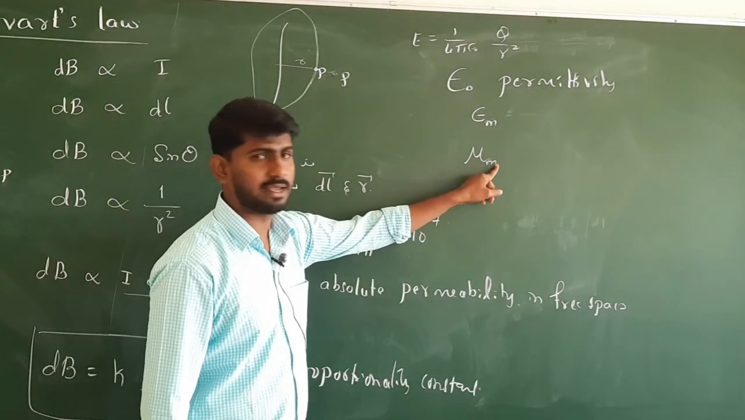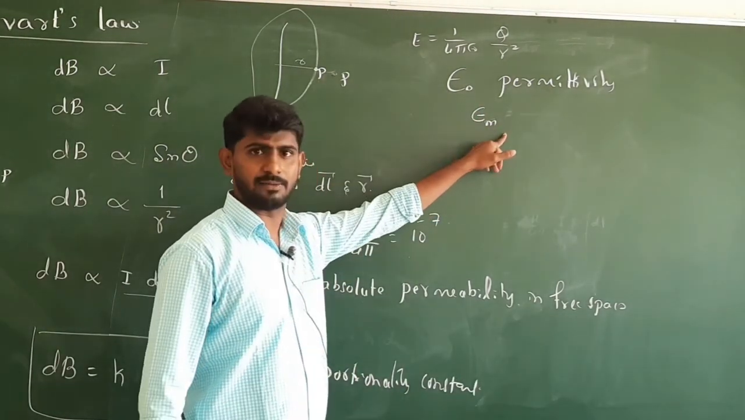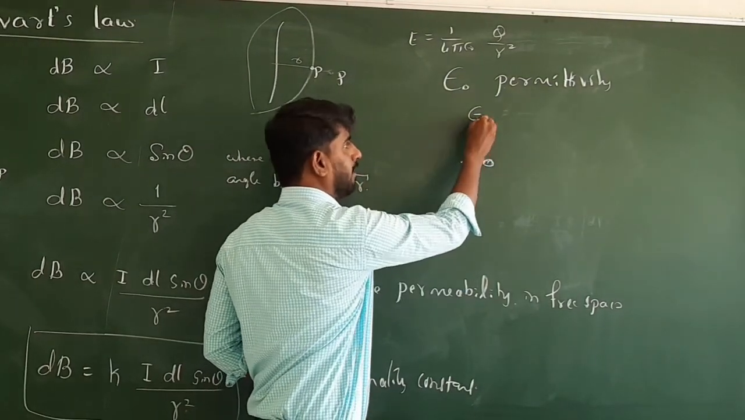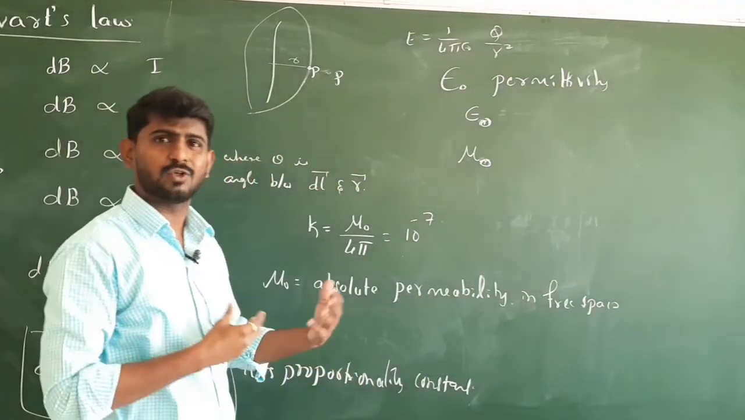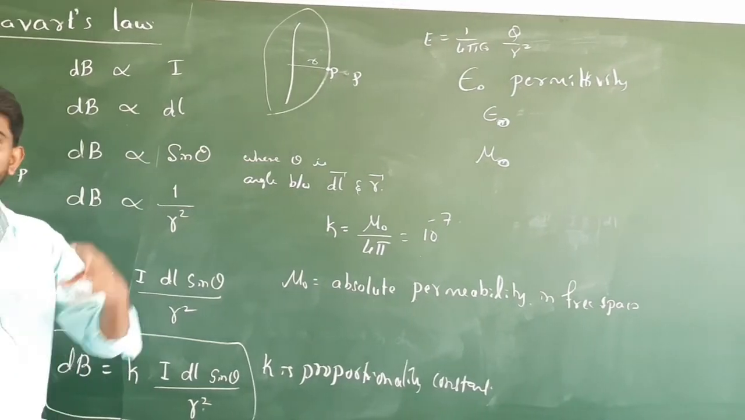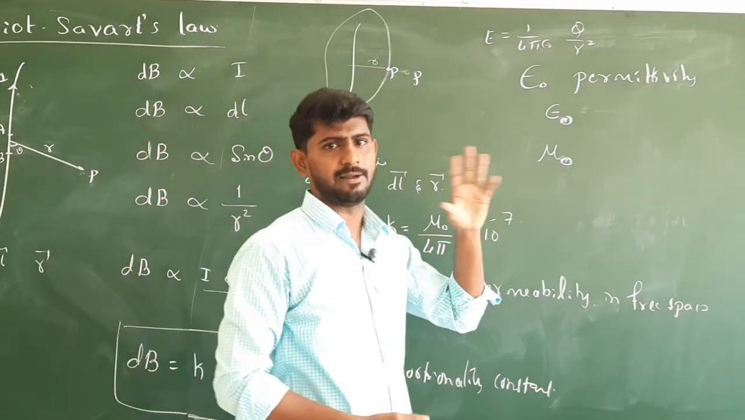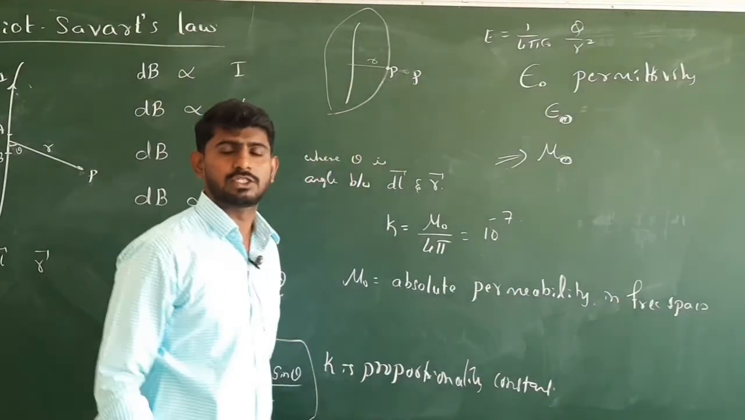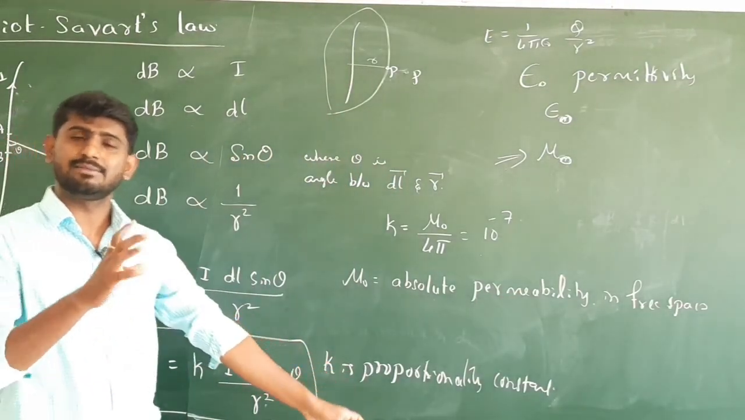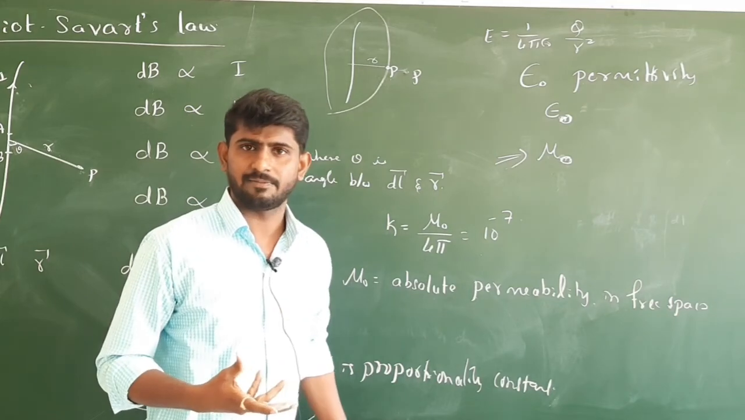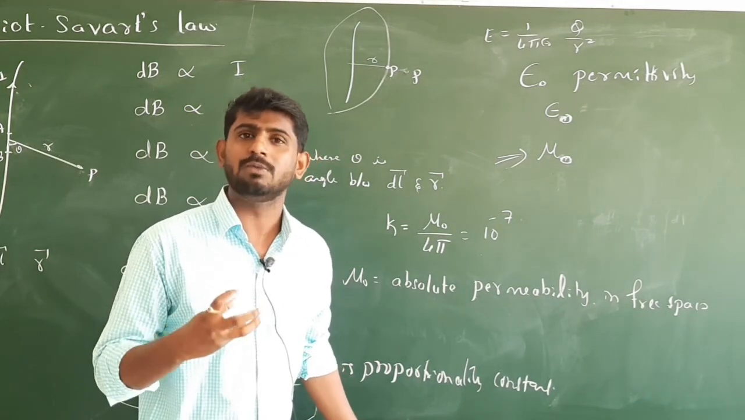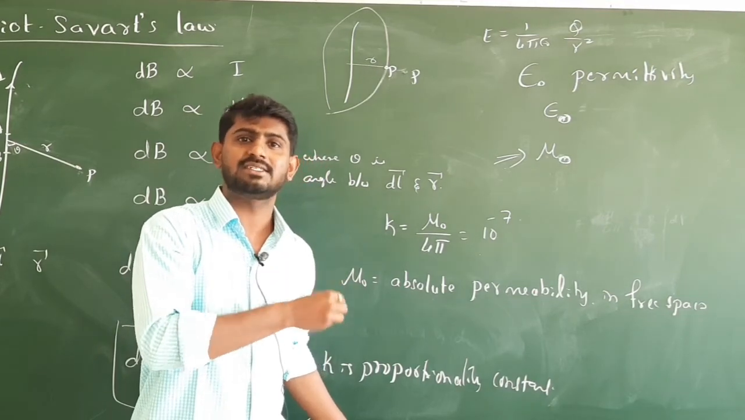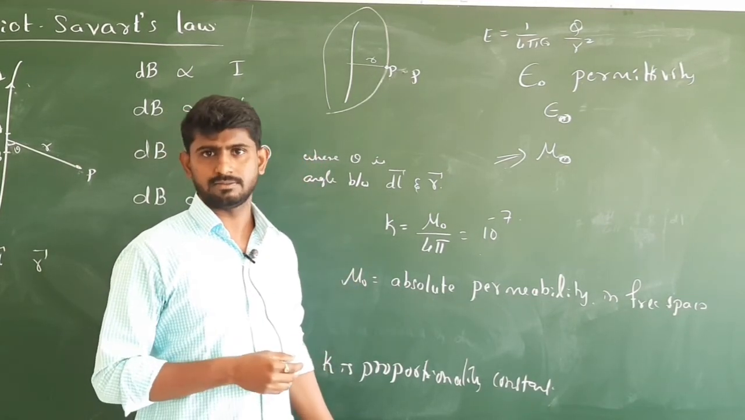Permeability in a given medium. Permittivity in a given medium. Subscript 0 means permeability in vacuum, permittivity in vacuum. So what are those things? Permittivity and permeability are the things related to the medium. So how to define the permeability? Permeability is a term related to the medium; the permeability value indicates how much that medium is permitted to absorb the magnetism or magnetic property.